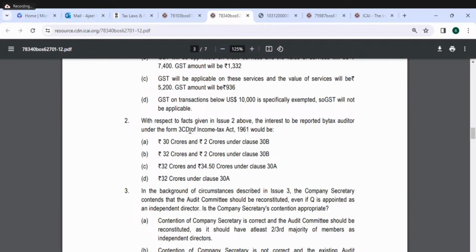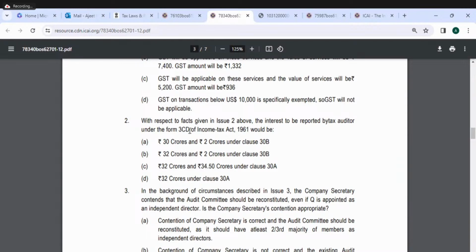They have to furnish what? They have to furnish the report under any other law, plus they have to furnish the report under form 3CA and some particulars which are required under section 44AB in form 3CD. So they are required to fill 3CA and 3CD along with the audit report.